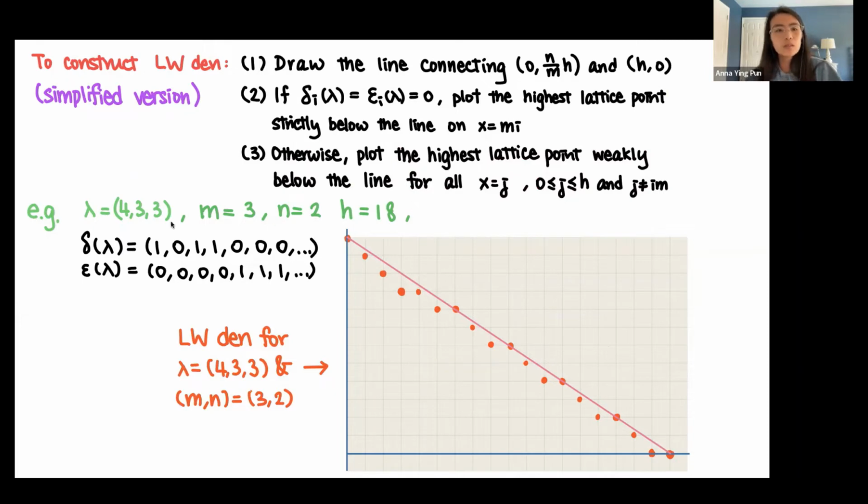Very easy. Pick your m and n, pick your lambda, compute your delta and epsilon. The second step is like finding the forbidden lattice points. And then afterwards, you just find the highest lattice point weakly below your line. That gives you a dent.